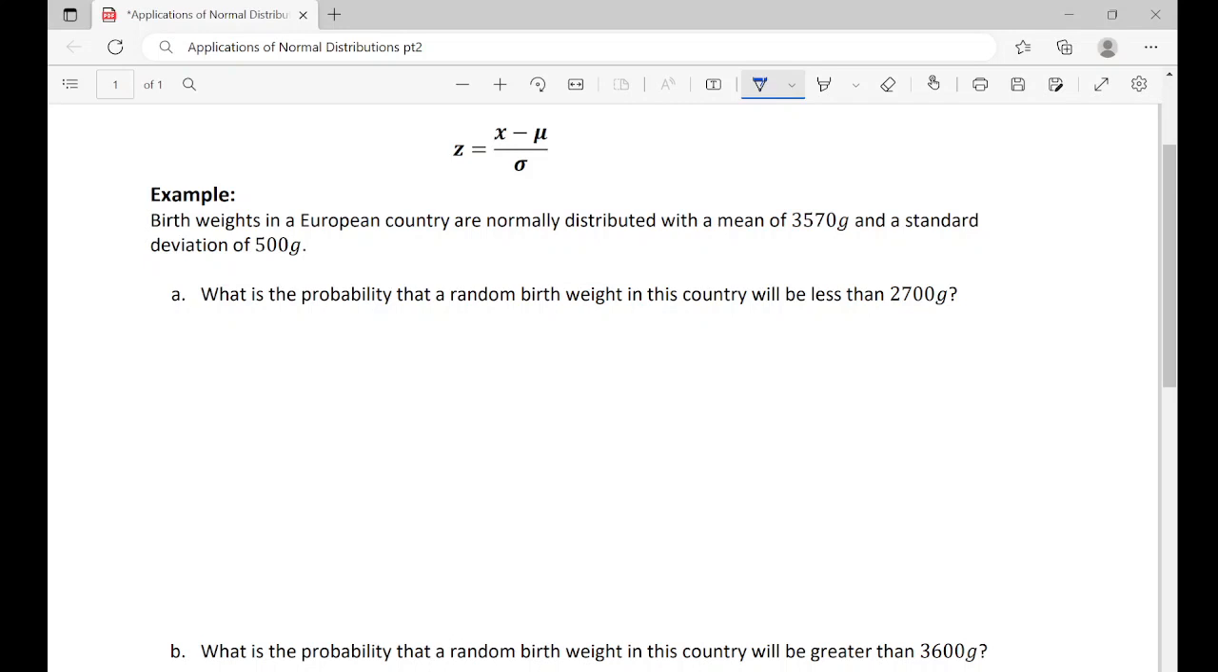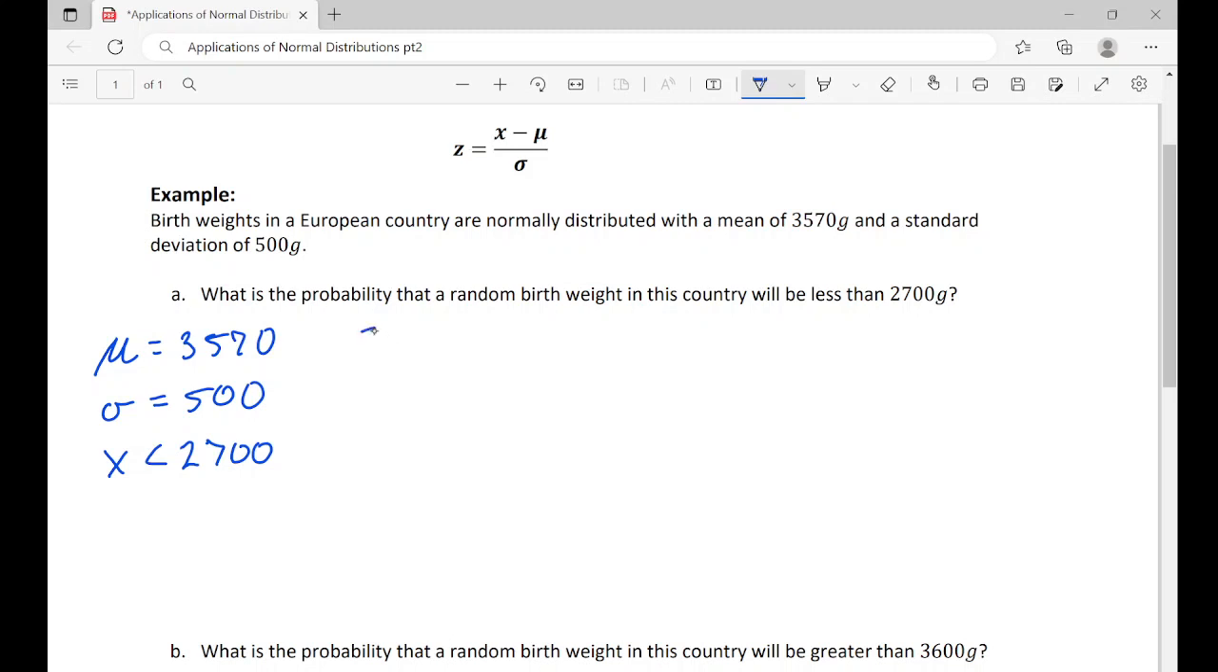So we're going to find our mean and standard deviation, our mu and sigma. So mu, we know, is 3,570, and we know that sigma is 500. And what we want to know is the probability that the random birth weight selected in this country will be less than 2,700. So x is going to be less than 2,700.